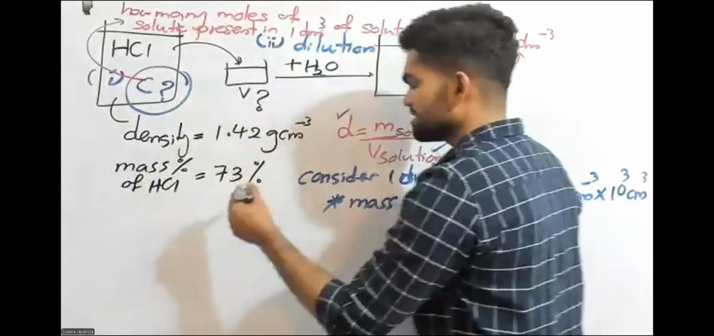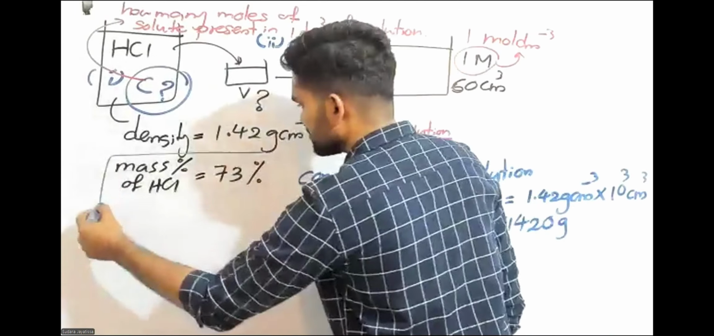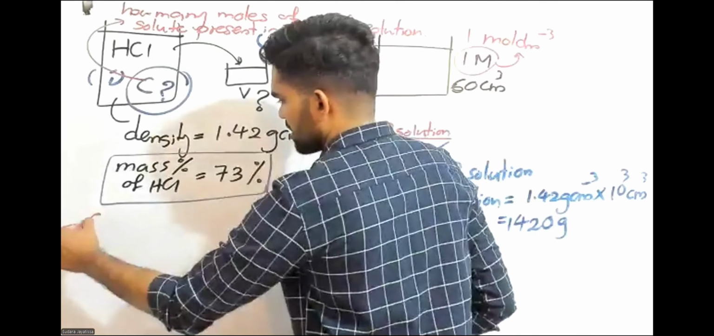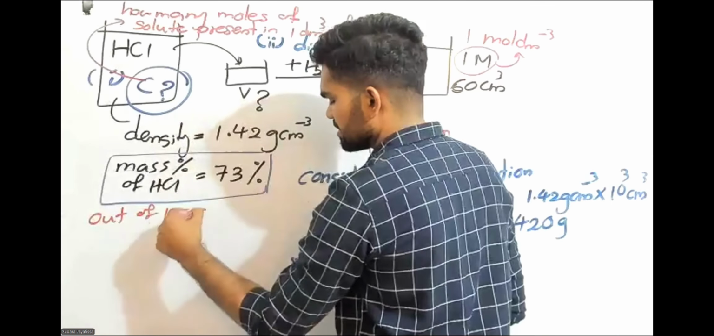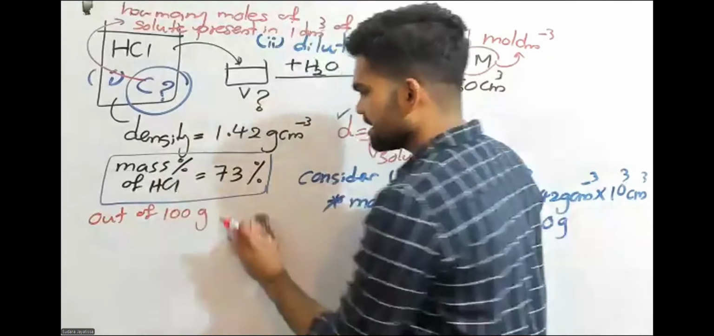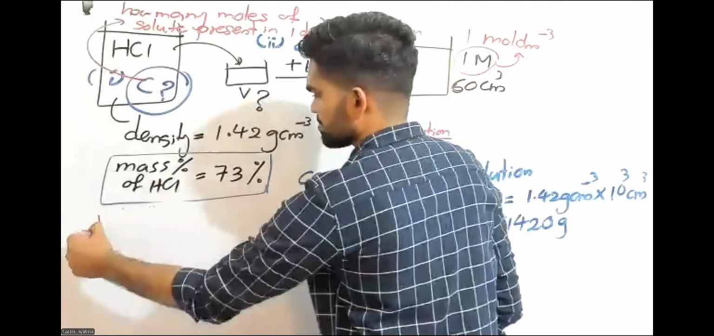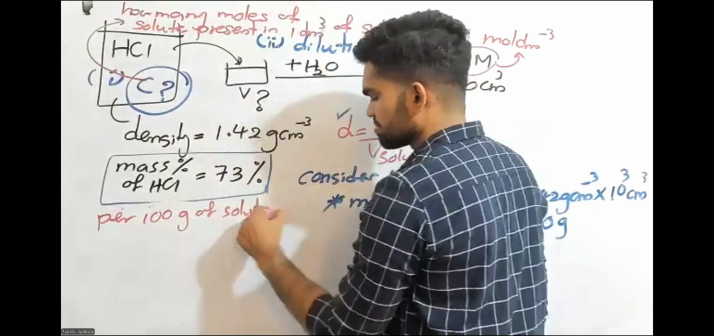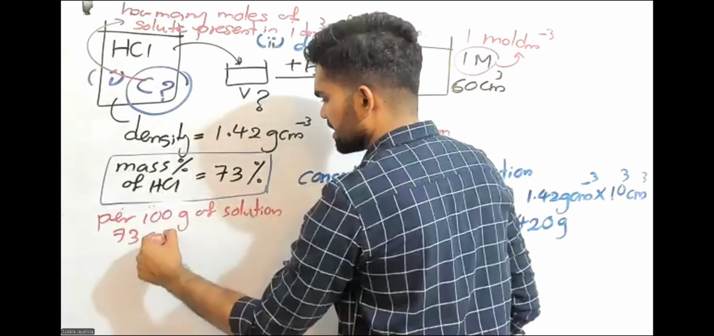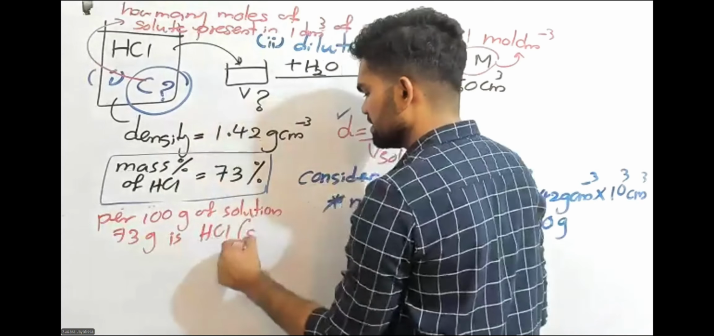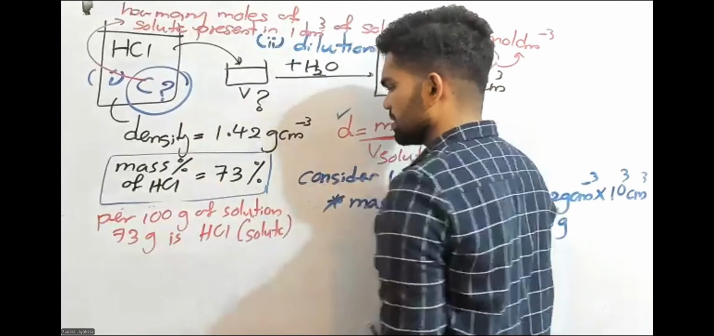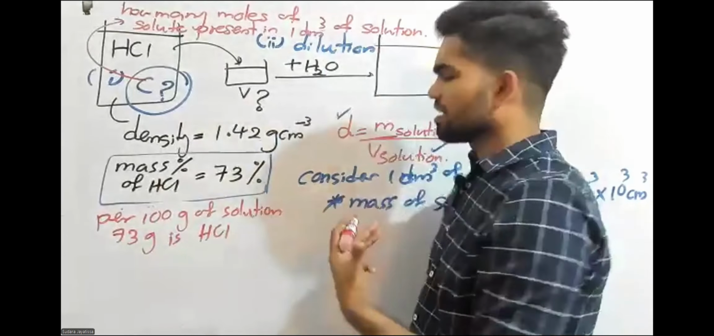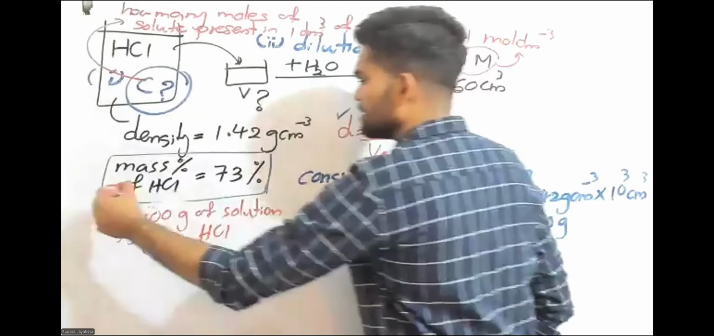Okay, so then what is the 73? That data also we have to understand. What's the meaning of this 73? It says out of 100 grams, or per 100 grams of solution, 73 grams is HCl, or in other words, you can say solute. Telling solute is not that good, but however, 73 grams is HCl. That's the meaning of this.